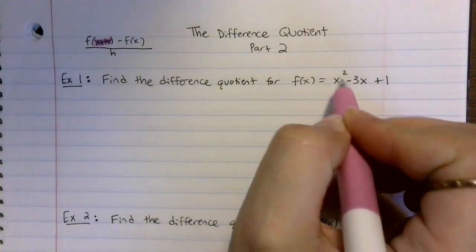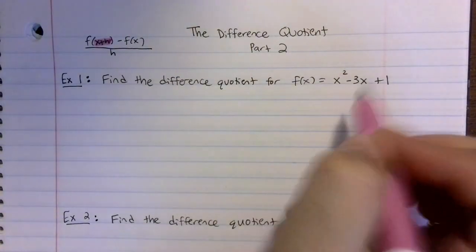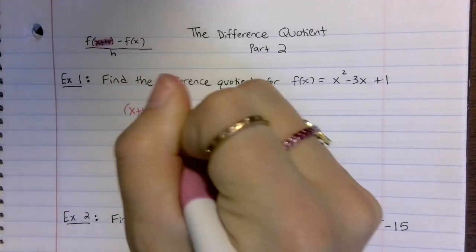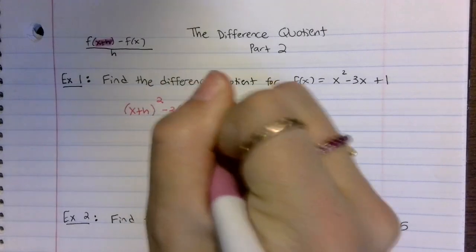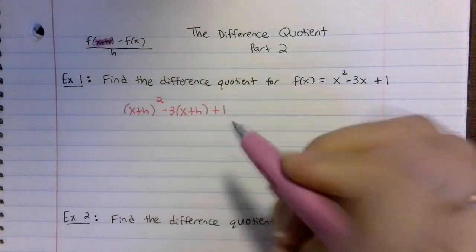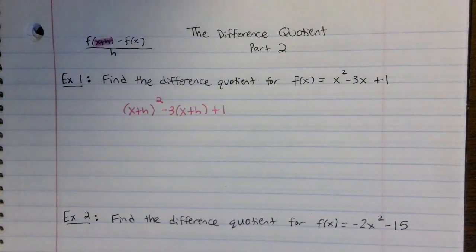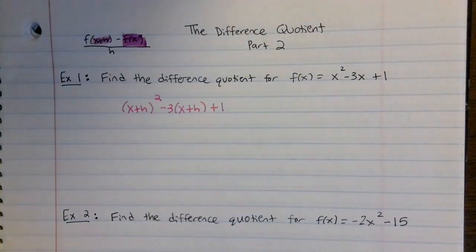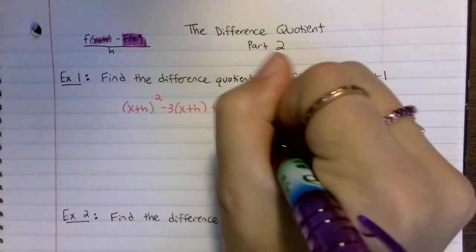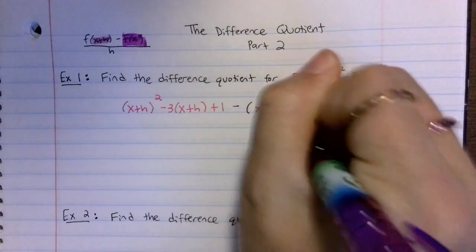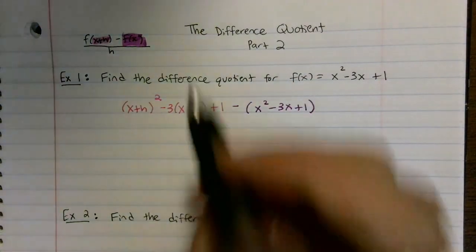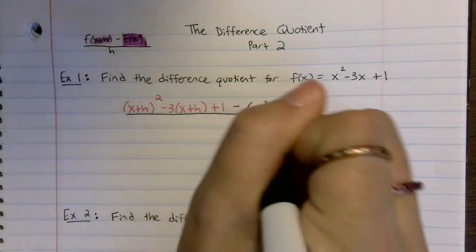So I'm going to replace every x I see with x plus h. So this becomes x plus h squared minus 3 times x plus h plus 1. And then we are going to subtract our f of x, our original function, and we're not going to forget to use parentheses, so minus, and then x squared minus 3x plus 1, and then of course that is all over h. And here's where we get to simplify.